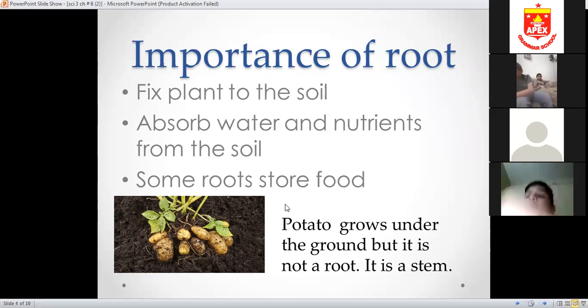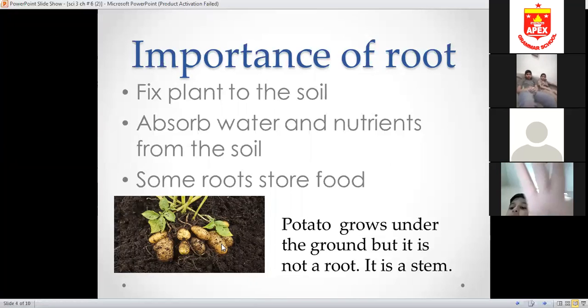So some roots store food. Examples of roots which store food are the carrots, the radish, the turnips, the beetroot. These are the examples of roots which store the food.